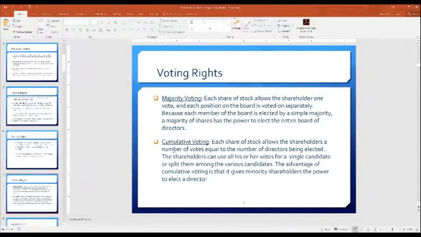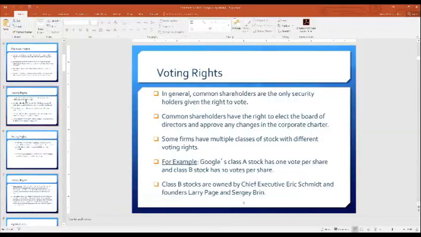Now, for cumulative, it is different. Each share of stock allows the shareholders a number of votes equal to the number of directors being elected. So, it is also similar with like what we have in the example. So, yung kay Google, di ba? They have the class A and then the class B. Ito yun, balikan lang natin. So, it's more on the majority and then the cumulative voting. So, they are being classified based on, kumbaga, the powers of each shareholder. Okay, nakakasunod po? Yes po, ma'am. Alright, thank you for responding.